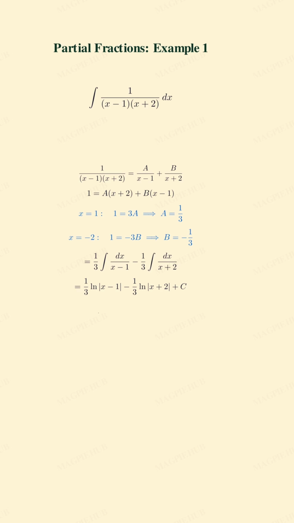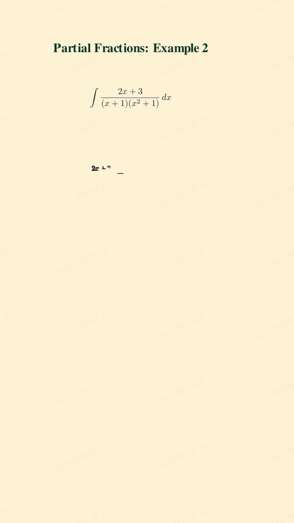Now we integrate each simple fraction, 1/3 ln of |x minus 1| minus 1/3 ln of |x plus 2| plus c. Using log properties, this is 1/3 ln of the absolute value of (x minus 1) over (x plus 2) plus c. Example 2, integrate 2x plus 3 over (x plus 1)(x squared plus 1). Since x squared plus 1 is an irreducible quadratic, we decompose as a over x plus 1 plus (bx plus c) over x squared plus 1.